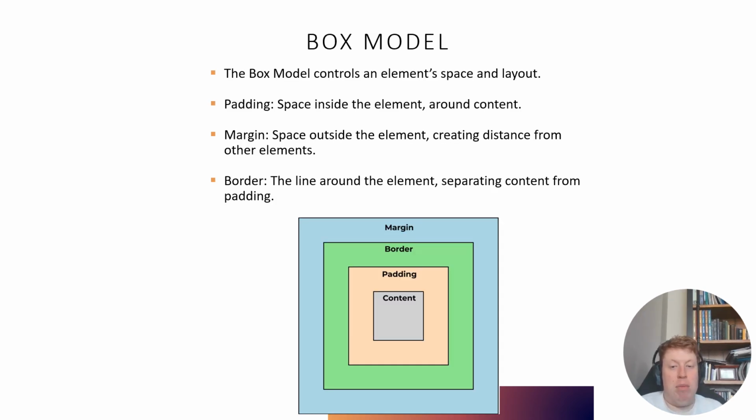The CSS Box Model is essential for controlling layout. It includes padding, margin, and borders, which define an element's spacing. Padding adds space inside the element around its content, while margin creates spacing outside the element to separate it from others. The border wraps around the padding, framing the element.